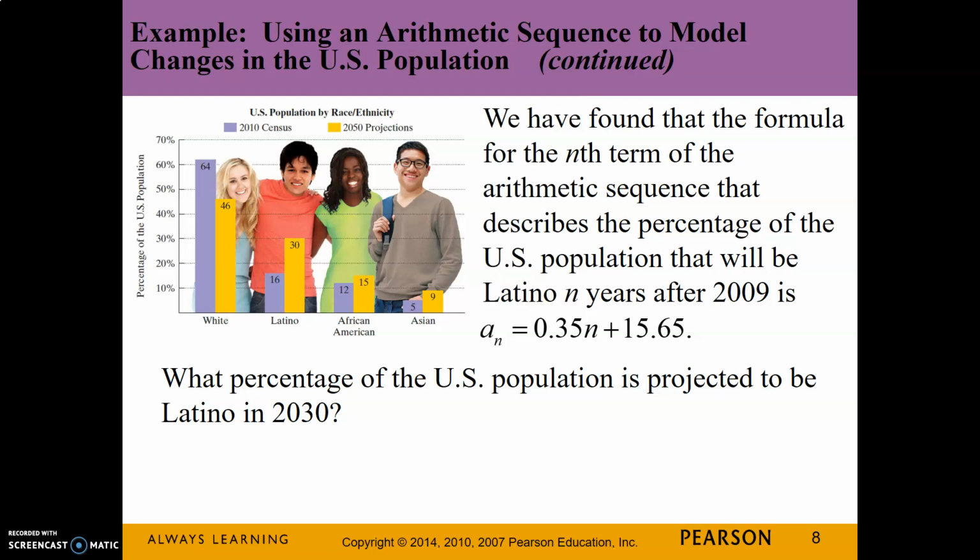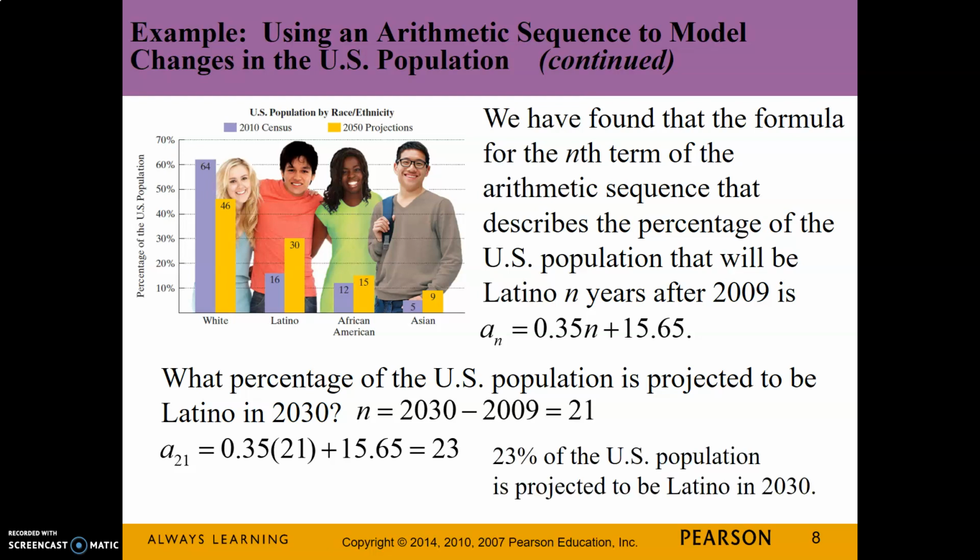When we want to know, using our formula, what percentage of the US population is projected to be Latino in 2030? That's actually a nice pivot here, that's the next census after 2020. So simply put, we subtract 2009 from 2030, so that would be 21 years after 2009, and that just gives us the n value to plug in. So simply replace n with 21, simplify this, and you get 23. So this predicts about 23% of the US population is projected to be Latino in 2030.